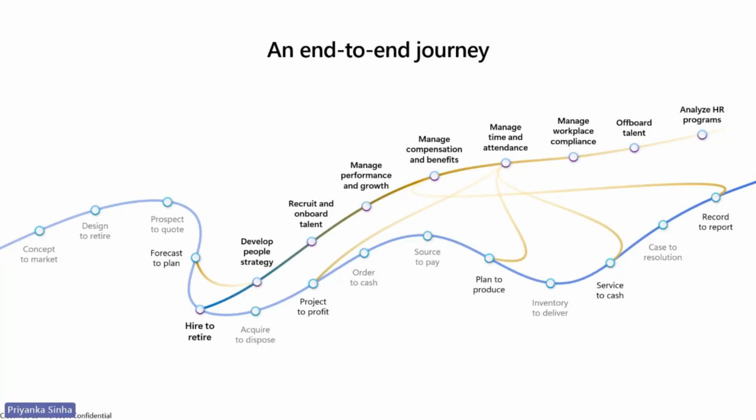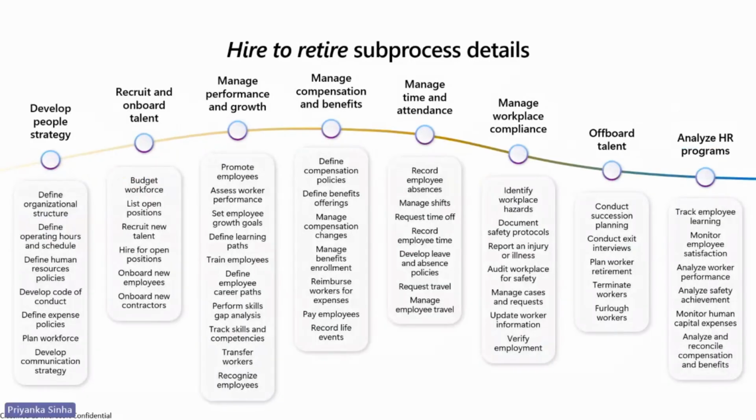If you see here, along with your hire to retire processes, there are other processes which are well connected, like finance, and then let's say planning and supply chain. All those can be well connected, and it is on the same platform. So it is going to help and streamline, and the data flow will be smoother. And when we see the hire to retire, this is broken into the following 8 areas.